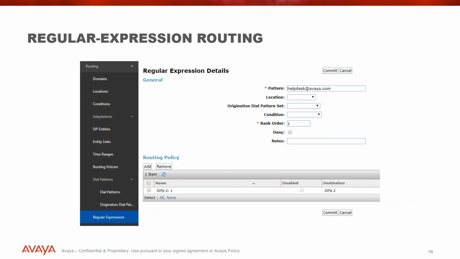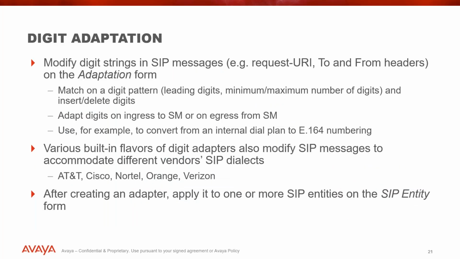Okay, back to the regular expression routing. So in addition to restricting this regular expression to a location or an origination dial pattern set or both, I can put conditions on it. So this regular expression only applies if that condition is met. Rank order, like I said, you're going to walk through your various regular expressions in rank order. So you're going to try them one after another. You have to specify a rank. So that's regular expression routing.